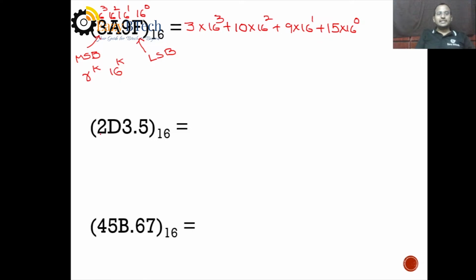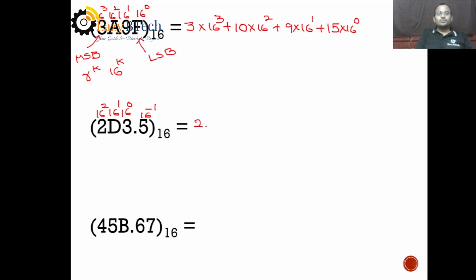So this example 2D3.5 is having the fractional part also. So fractional part will have negative weight. This will have a weight of 16 power minus 1. This will have a weight of 16 power 0. This will have a weight of 16 power 1. And this will have a weight of 16 power 2. Now how to represent this in terms of positional weights?